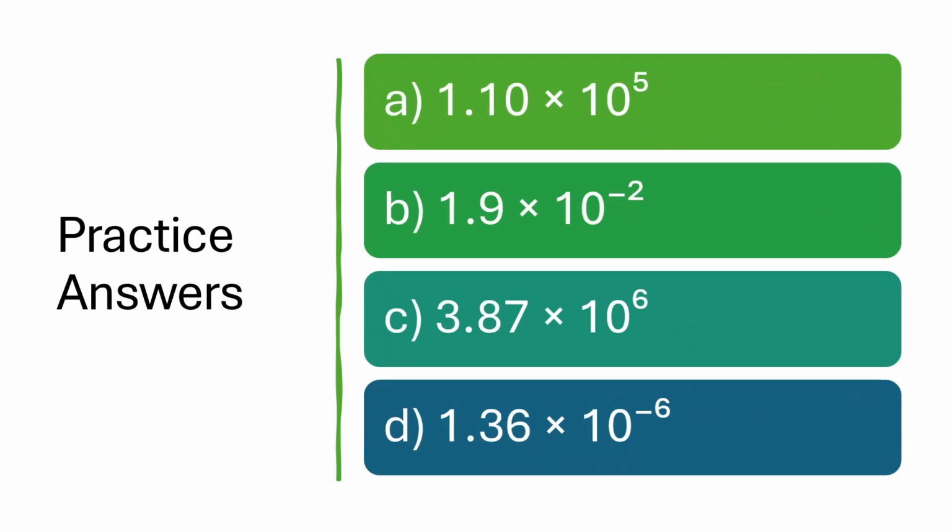Now these are the answers for the 4 items. For letter A, the final answer is 1.10 times 10 to the 5. Letter B, that is 1.9 times 10 to negative 2. Letter C, 3.87 times 10 to the 6. And letter D is 1.36 times 10 to negative 6. So I hope you got a perfect score.